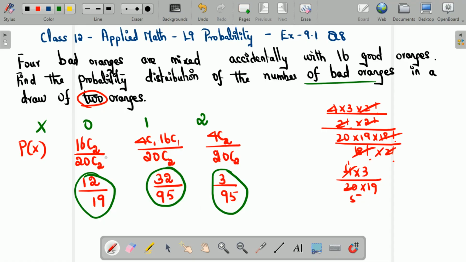So we have generated the distribution. X is equal to 0 has a probability of 12 by 19. X is equal to 1 has a probability of 32 by 95. X is equal to 2 has a probability of 3 by 95.